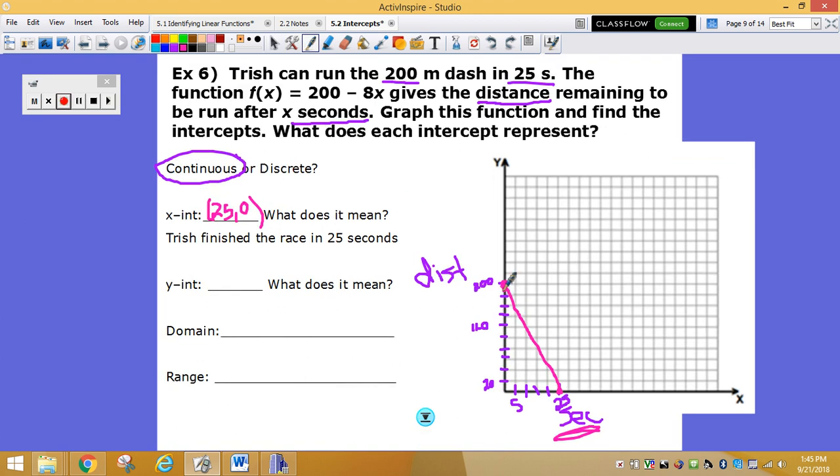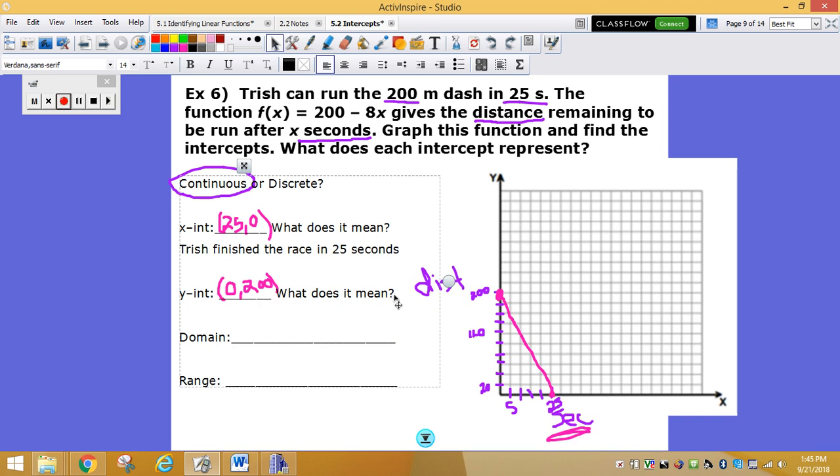Okay, let's do our y-intercept. My y-intercept is right here at 200. So my y-intercept is at 0, 200. What does it mean? Well, again, let's look at words that we have. We're talking about distance. We're talking about a race, and it's 200. And if you're not sure, reread the problem and see if that gives you any hints. So we're looking for 200, something about distance, and she's running a race.